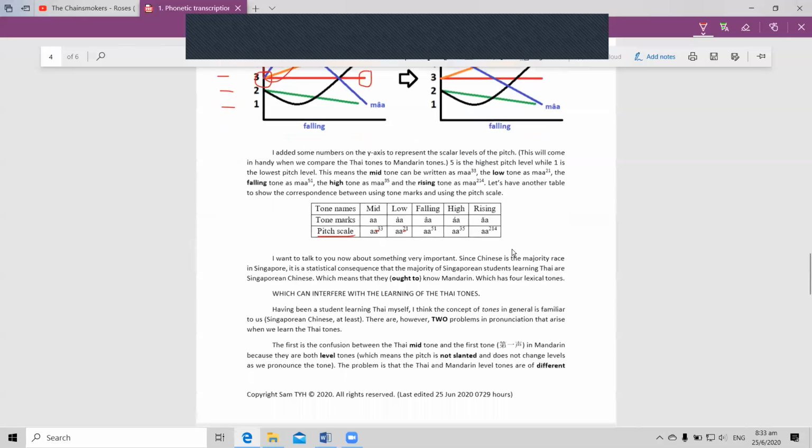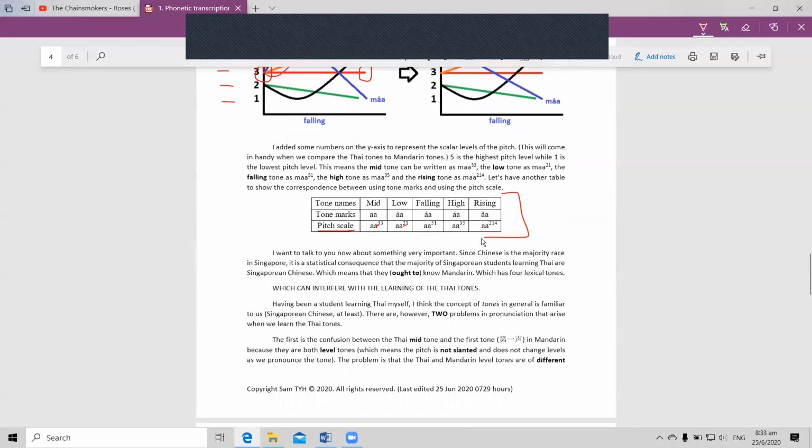Okay, so these are the tones in Central Thai. So let me talk about a few issues that Singaporean learners may encounter when they try to learn the Thai tones. Most Singaporeans who learn Thai, as a statistical consequence, would be Singaporean Chinese, right? And Singaporean Chinese should know Mandarin. So in Mandarin, we have 4 tones, right?